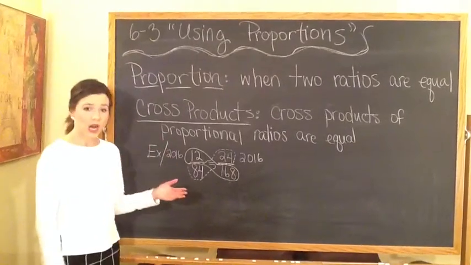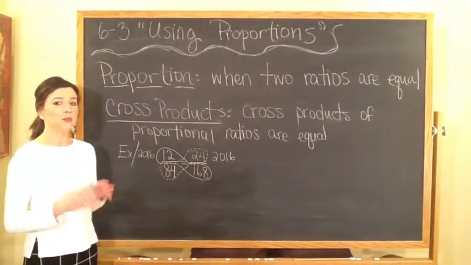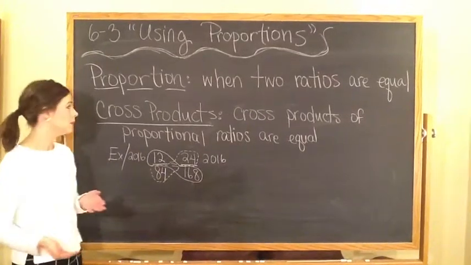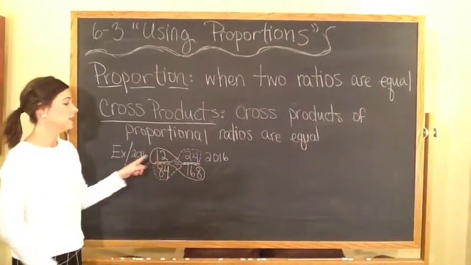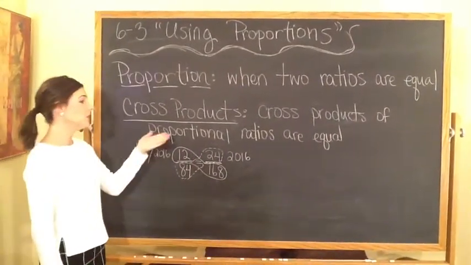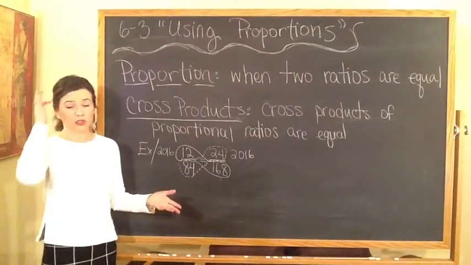Another way to find if different ratios are proportional is to use the cross product. It's exactly how it sounds. Product is the answer to a multiplication problem, and so you're going to be multiplying the cross numbers. Now this shows whether it's proportional or not.